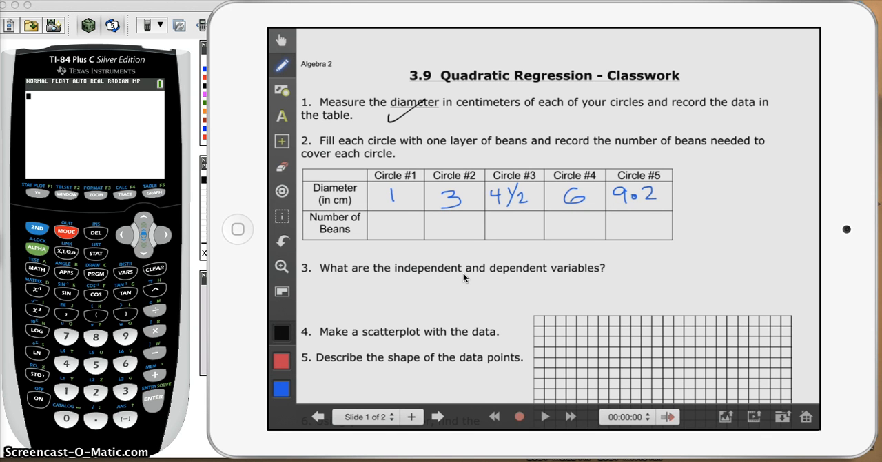So for me, the number of beans in the first circle was 5. Remember, I used a different type of beans, so my data could be different from yours. So make sure that you record your data in there, number of beans.